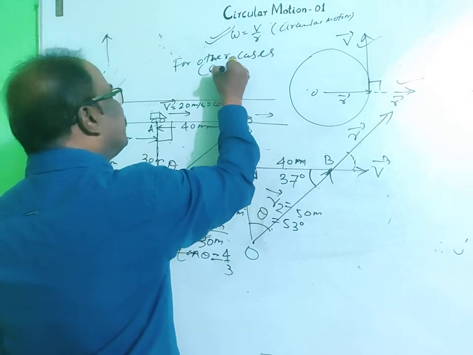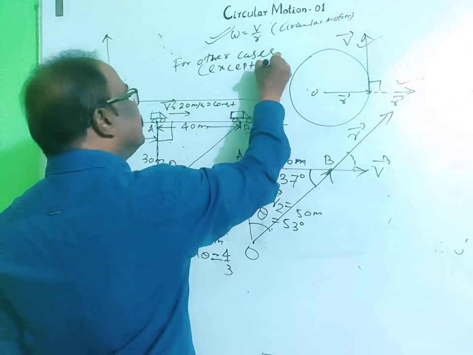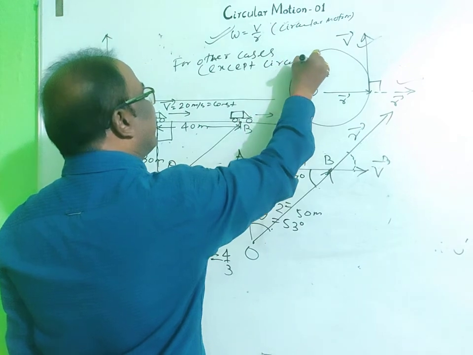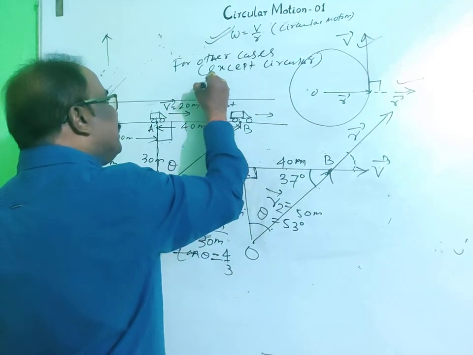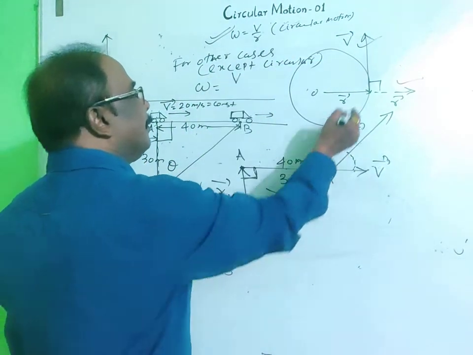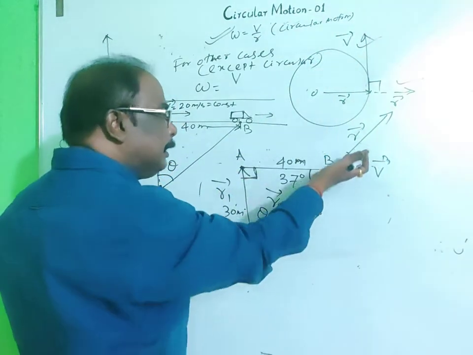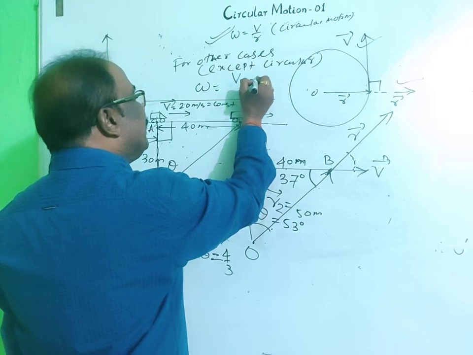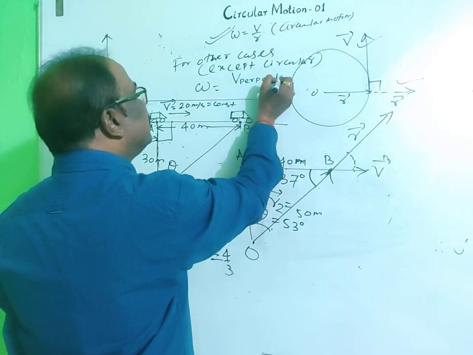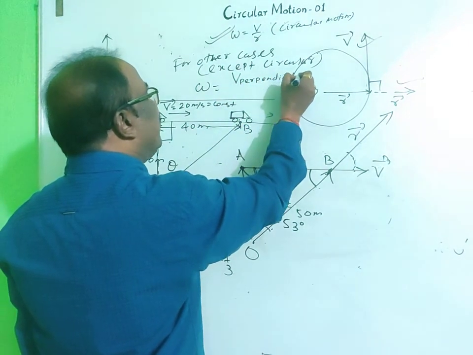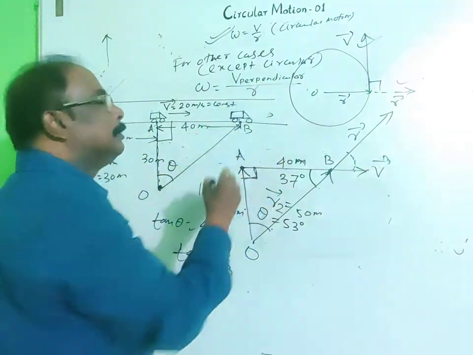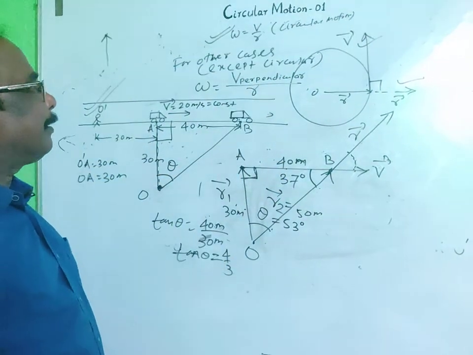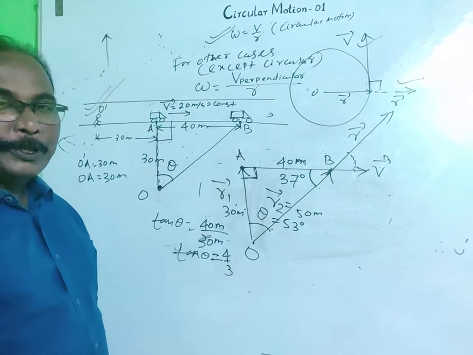So for other cases, except circular motion, omega is equal to v divided by r only when velocity is perpendicular. Here velocity is not perpendicular, so we have to take the perpendicular component of velocity divided by the magnitude of position vector.